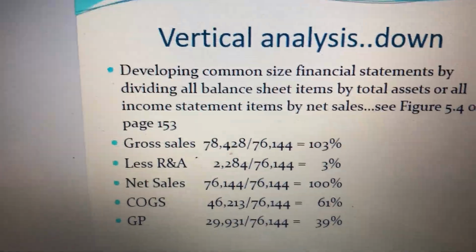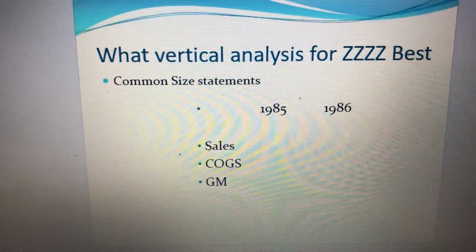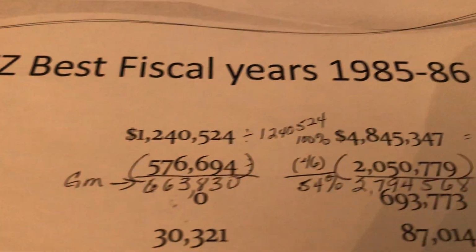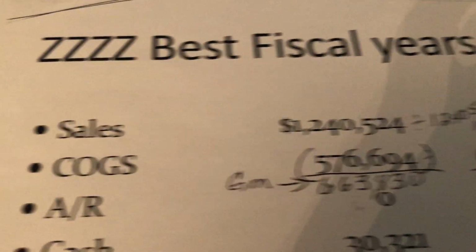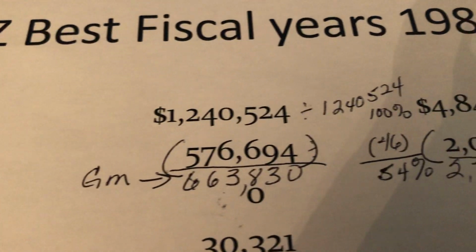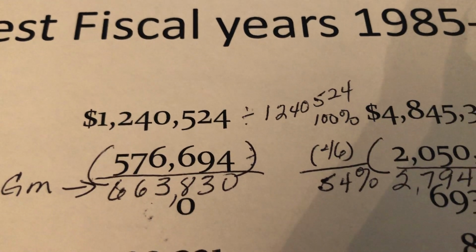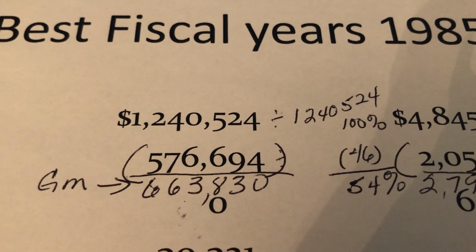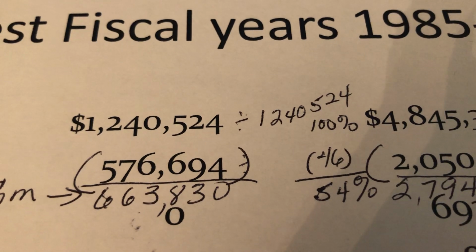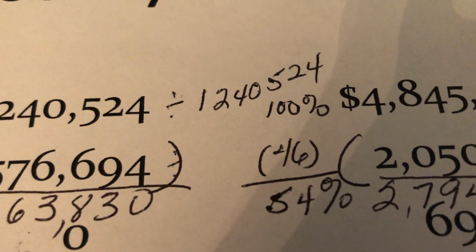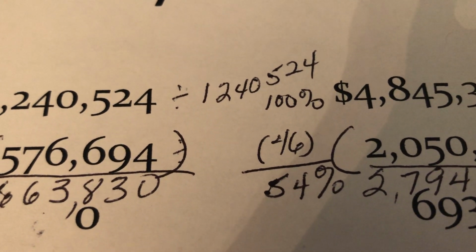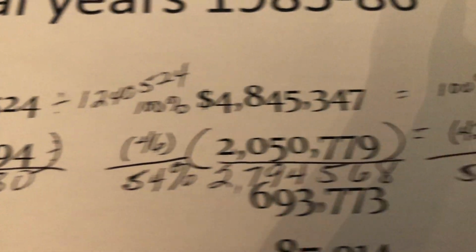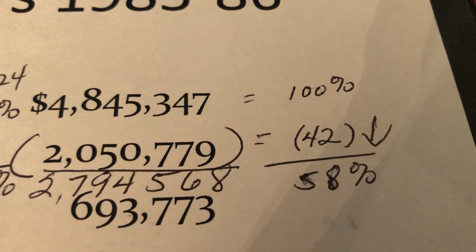Now, they wanted you to do that for Z-Best, and I just calculated it off the previous slide. So what you have here is sales minus cost of goods sold equals gross profit. That's what that 663,830 is. If you divide those three numbers by the sales number, you get 100%, 46%, 54%. And we talked about that in the previous gross profit percentage. The other one ends up being 58%.